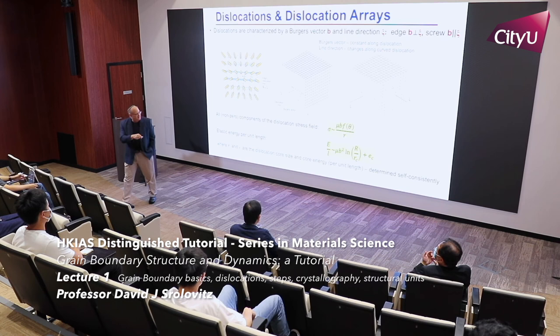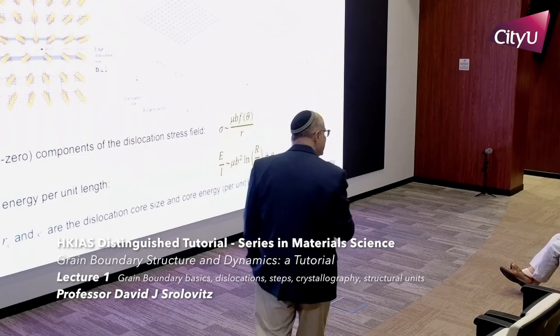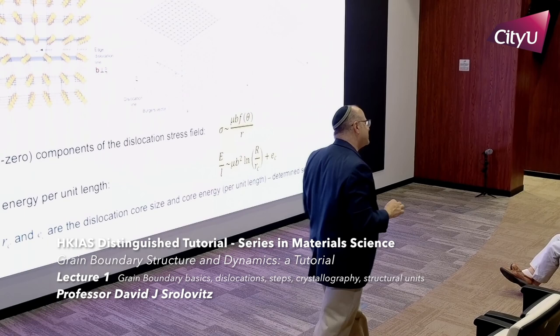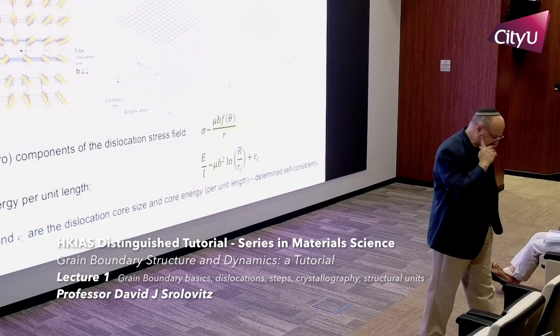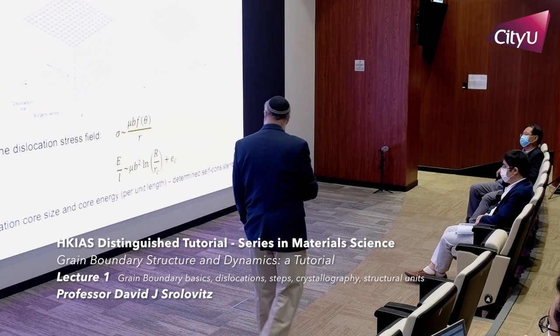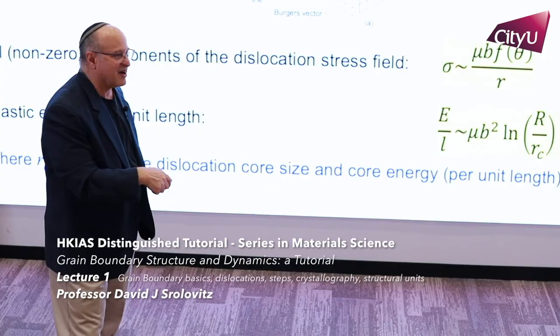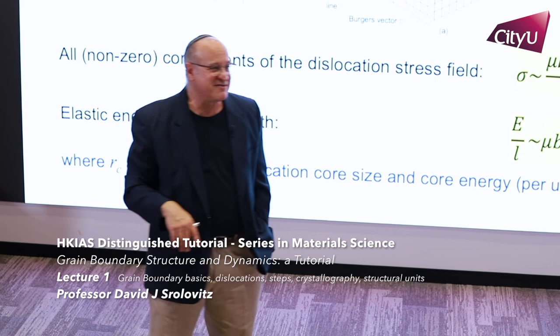If I look at the stress field of a dislocation, it decays away from the dislocation line like 1 over r, and its magnitude is proportional to the Burgers vector itself. Okay? So it's 1 over r. 1 over r is a very, very slow decay. It's a very long-range interaction.